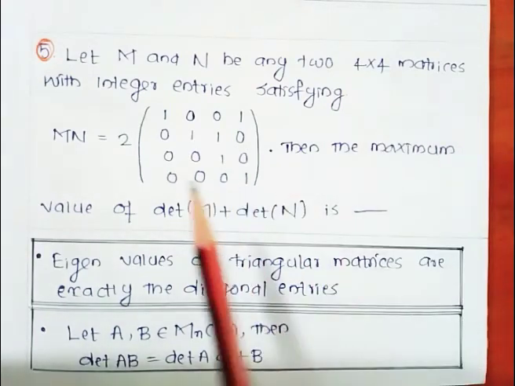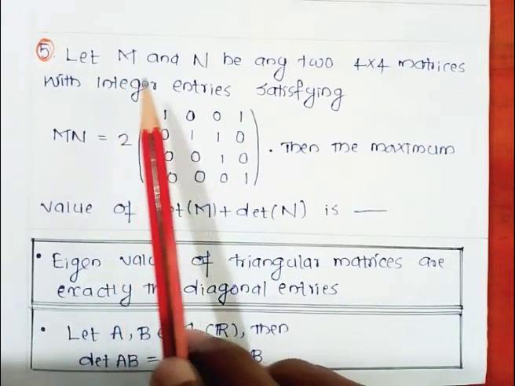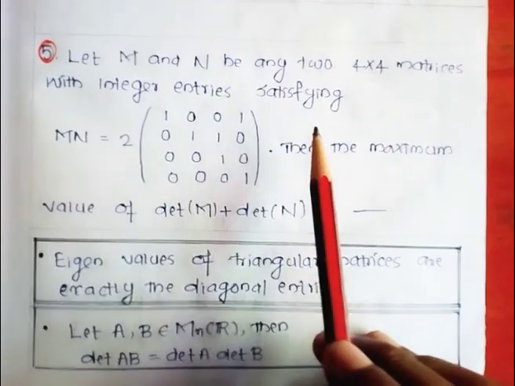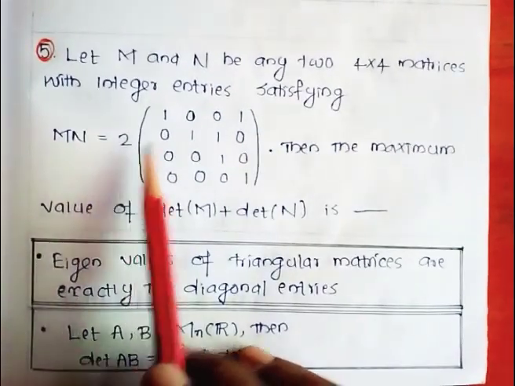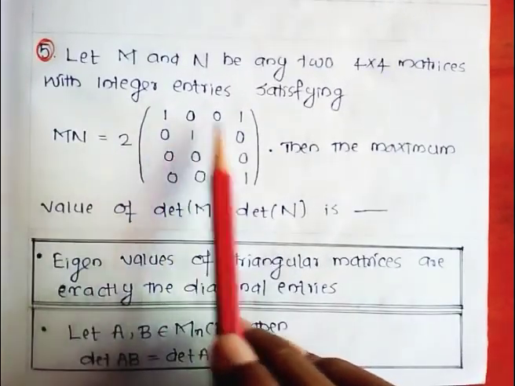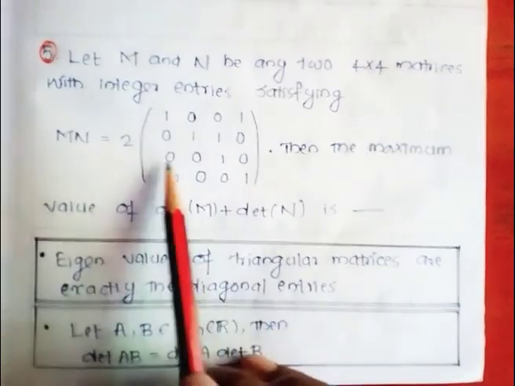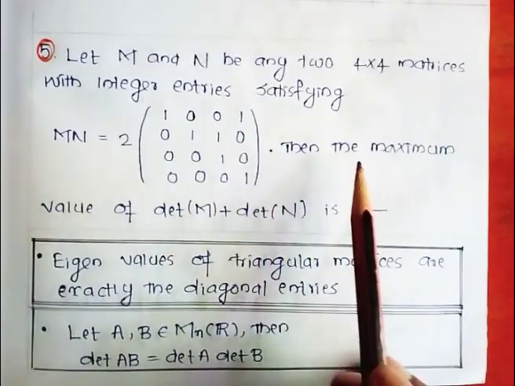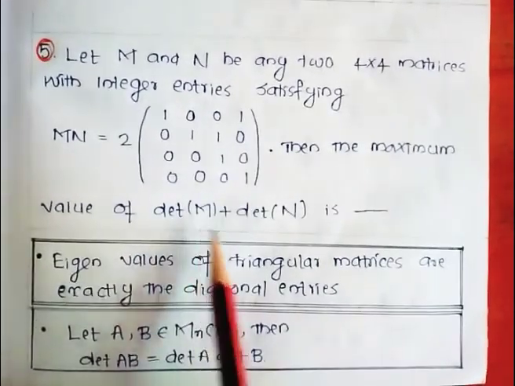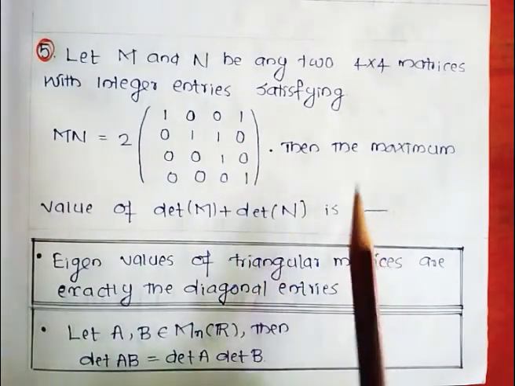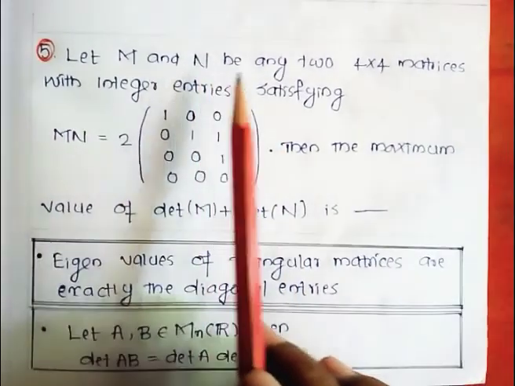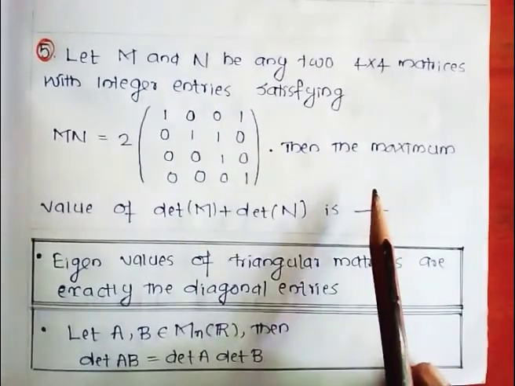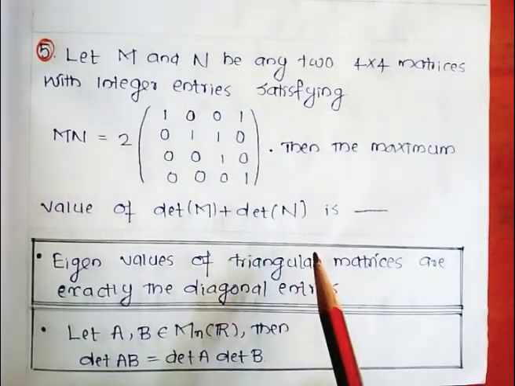Now our next question: let M and N be any two 4x4 matrices with integer entries satisfying MN is equal to 2 into this matrix 1 0 0 1, 0 1 1 0, 0 0 1 0, 0 0 0 1. Then the maximum value of determinant M plus determinant N is dash. So we are given that M and N are two 4x4 matrices and MN is equal to this matrix, and we want to find the maximum of determinant M plus determinant N.